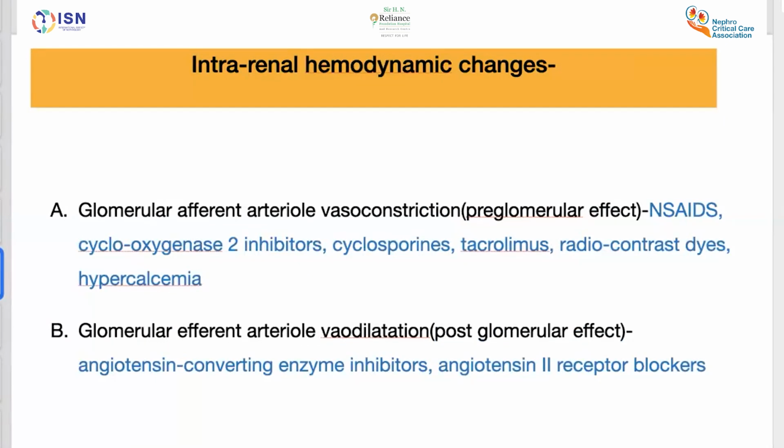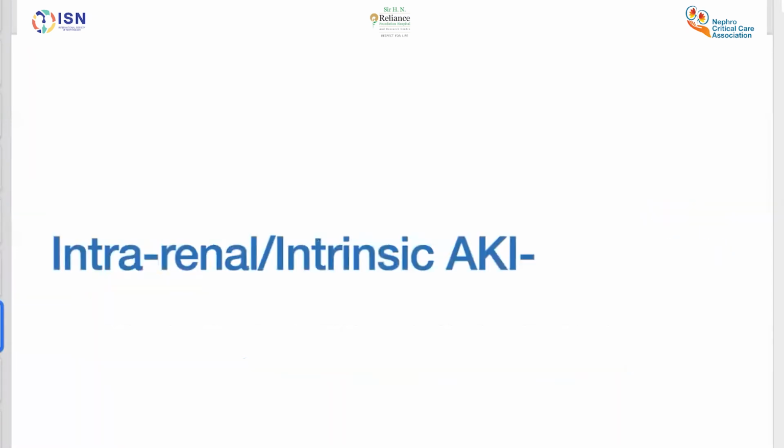Prerenal azotemia may also be because of intrarenal hemodynamic changes. Glomerular afferent arteriolar vasoconstriction, also called the preglomerular effect, is generally caused by NSAIDs, cyclooxygenase-2 inhibitors, cyclosporine, tacrolimus, radiocontrast dyes, or hypercalcemia. There may be glomerular efferent arteriolar vasodilatation, the post-glomerular effect, which is caused by angiotensin converting enzyme inhibitors or ARBs.